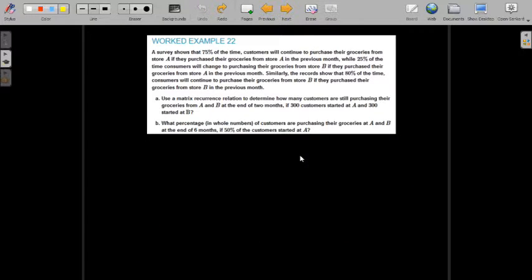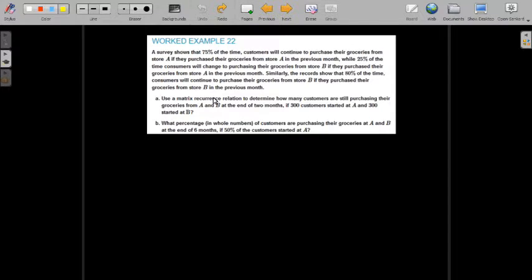Next one, example 22. A survey shows that 75% of the time customers continue to purchase their groceries from A if they purchased their groceries from store A the previous month. Whereas 25% of the time customers will change to purchasing their groceries from store B if they purchased from store A the previous month. Okay, so I've got a bit of information there.